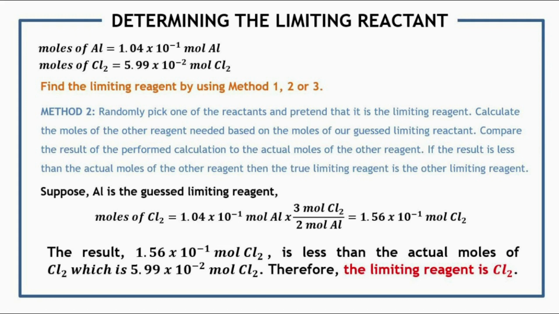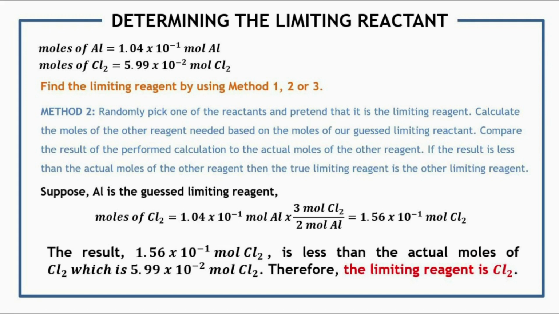Again for clarification, in method 2, I am solving this problem like this. If you are going to use up all the given moles of aluminum, it will come out as 1.56 times 10 to the power of negative 1 mole Cl2, and compare it to the given. So this is not available anymore because the given is less than this. So this equation should be the one that is invalid.